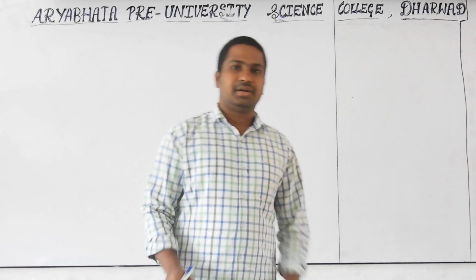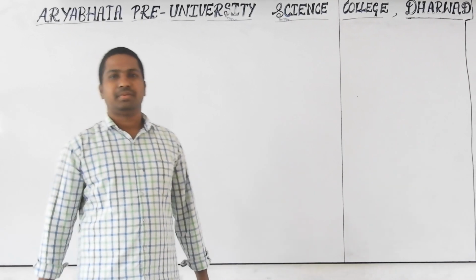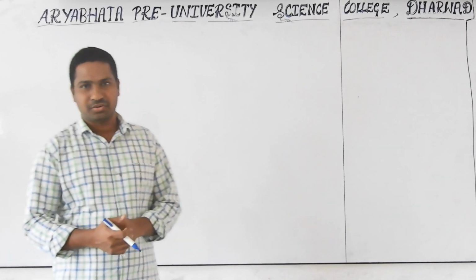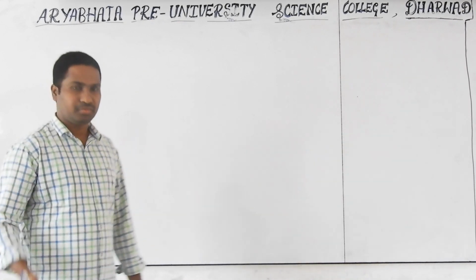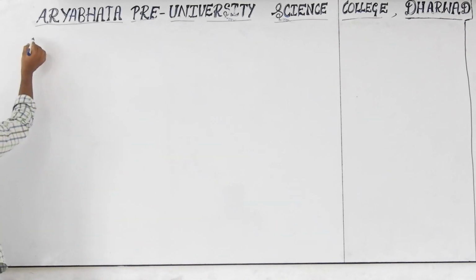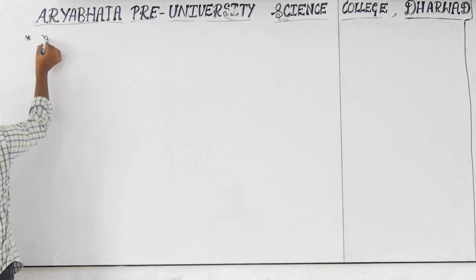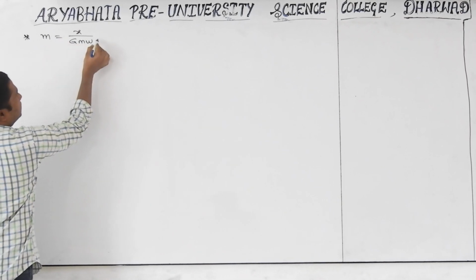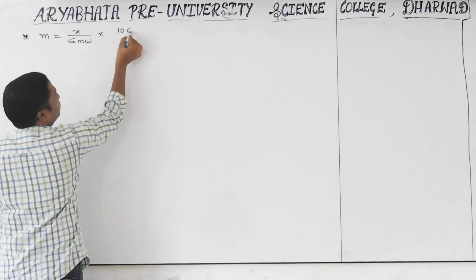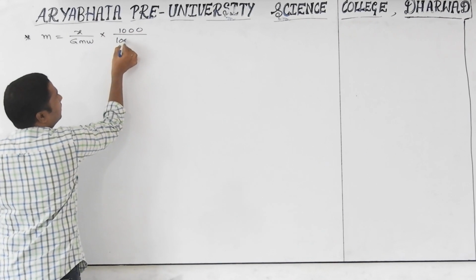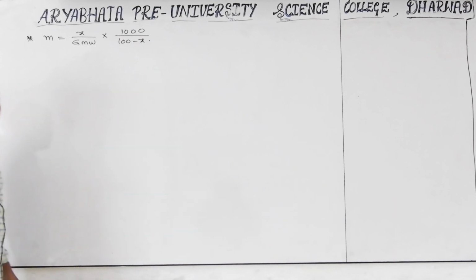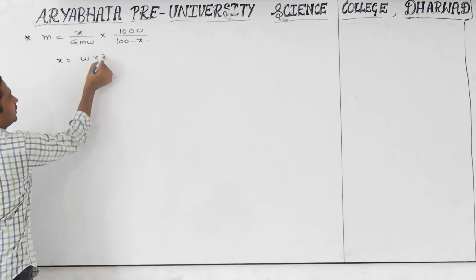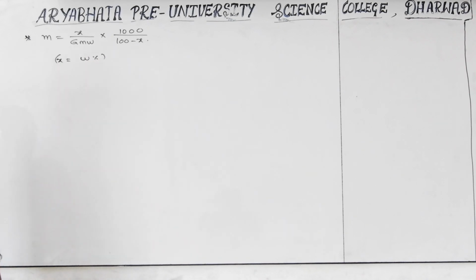Today we will see the continuation of yesterday's topic. It's nothing but some important interrelations between the concentration methods, especially from a competitive point of view. Yesterday we stopped at molarity is equal to x y gram molecular weight into 1000 by what is coming, 100 minus x. What is x here? x is nothing but weight percentage, or mass percentage.